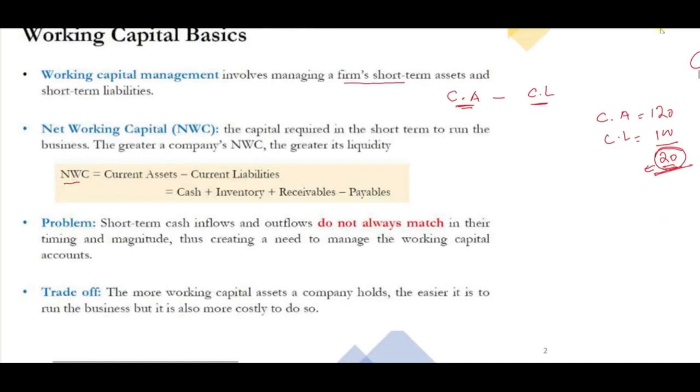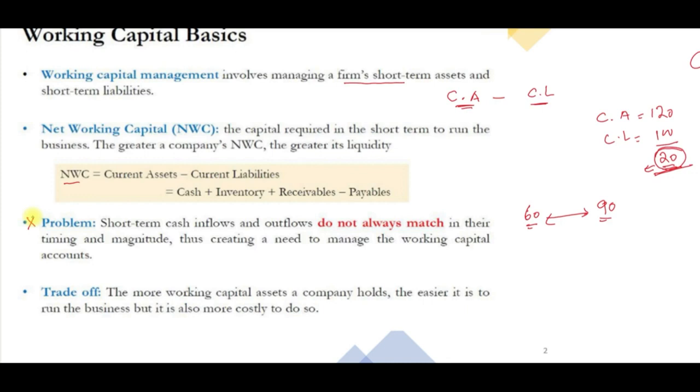Okay, why is it important to manage the working capital? Because short-term cash inflows like accounts receivable and outflows like accounts payable might have different timings. Maybe a company takes inventory on credit on a 60 days basis and receivables are received in 90 days, so the difference of this period actually creates a problem. So that is why it is very important to have a good management of the working capital.